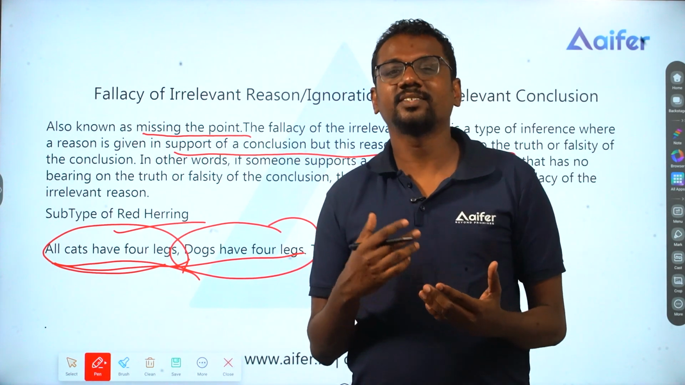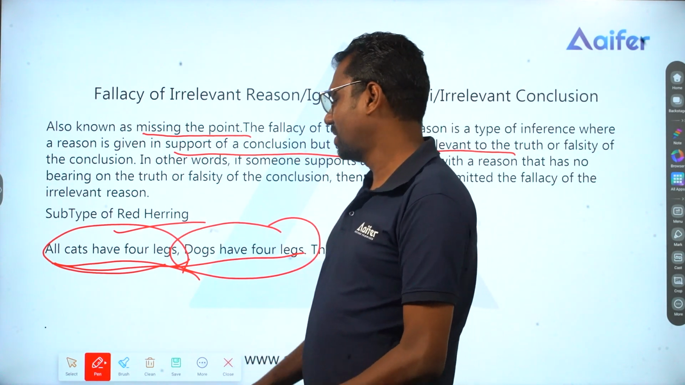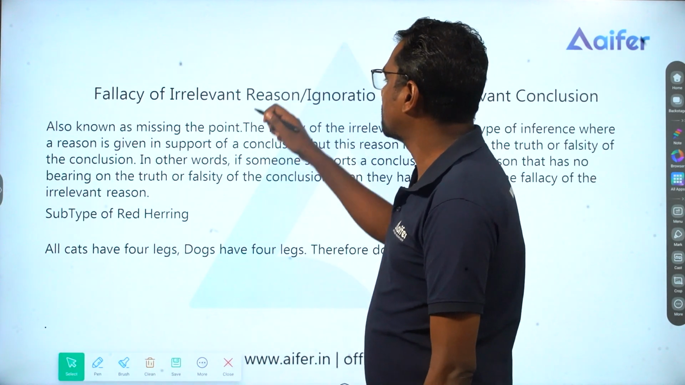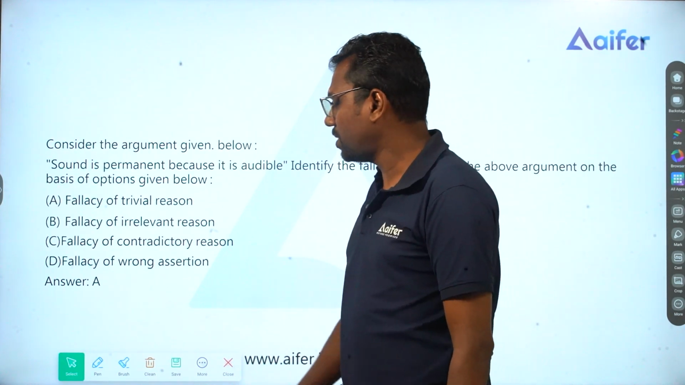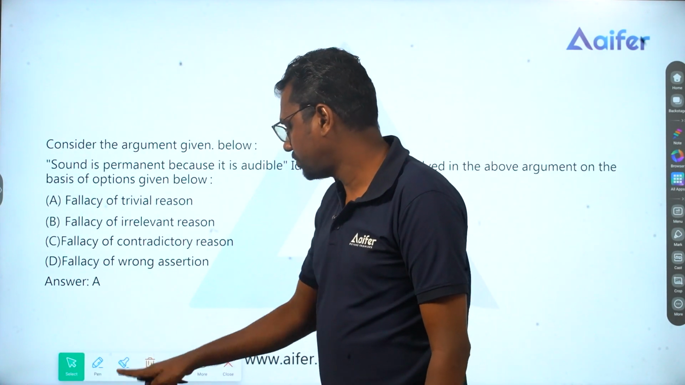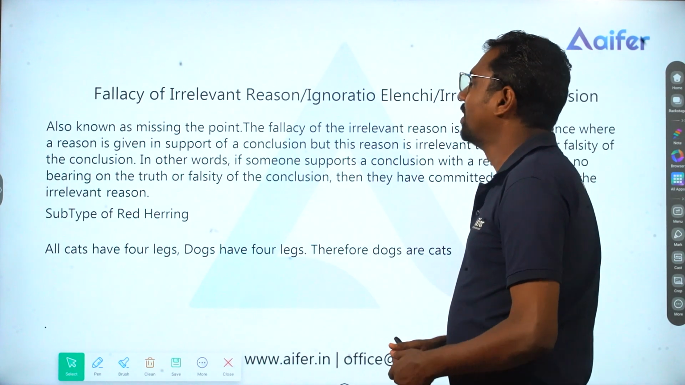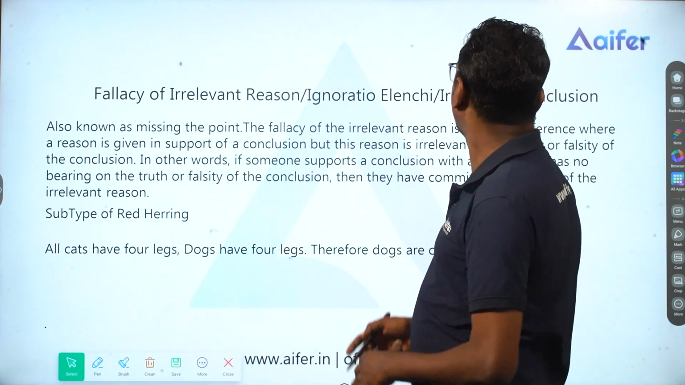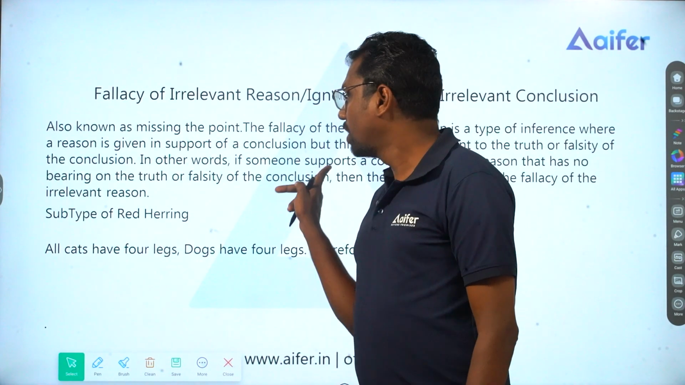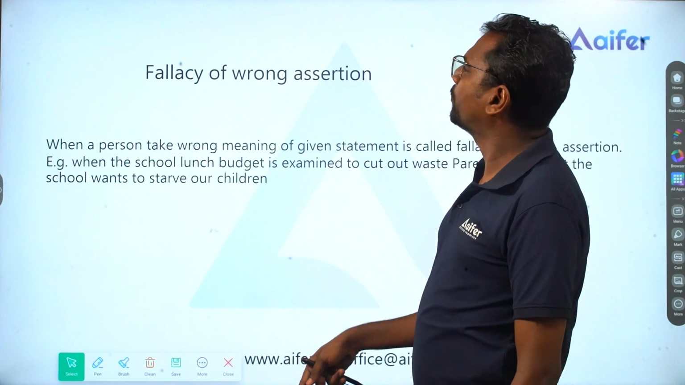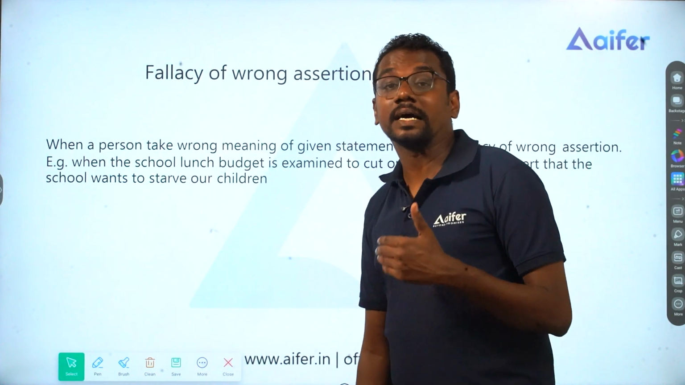So it's a wrong statement, isn't it? Here an irrelevant reason is being given. So this is the fallacy of irrelevant reason. Remember, there are other names for this fallacy: ignorantia elenchi or fallacy of irrelevant conclusion. Moving to the next one, we have the fallacy of wrong assertion.